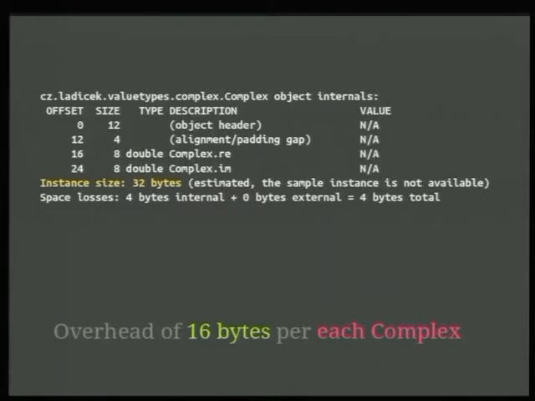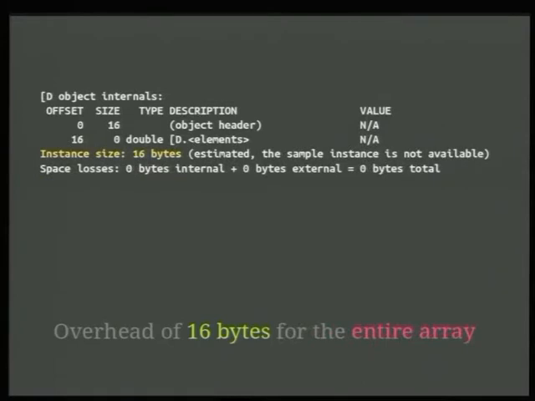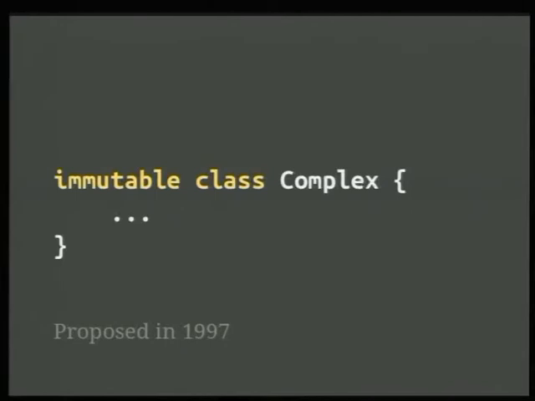And there's another problem. This is Java object layout showing the layout of the complex class. It shows that there are two double variables, both taking 16 bytes, and an object header which takes another 16 bytes. So half of the object is useful and half of the object is useless for our purposes. With the array of doubles, there's an overhead of 16 bytes, again an object header, for the entire array. So with array of doubles, I have half of the size of the respective complex array list or array of complex objects. So this is the solution that James Gosling proposed in 1998.